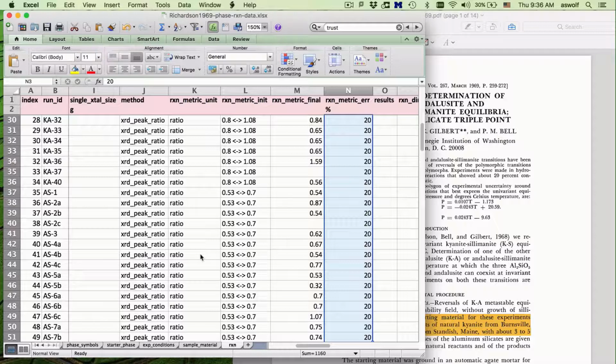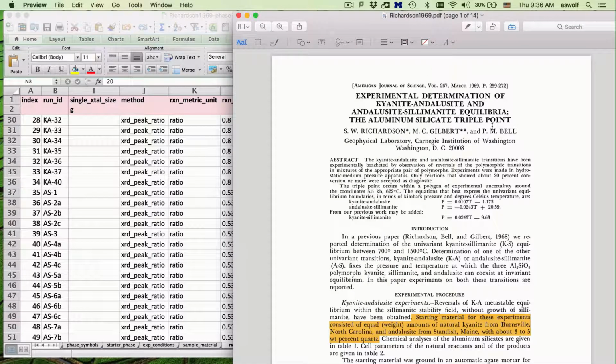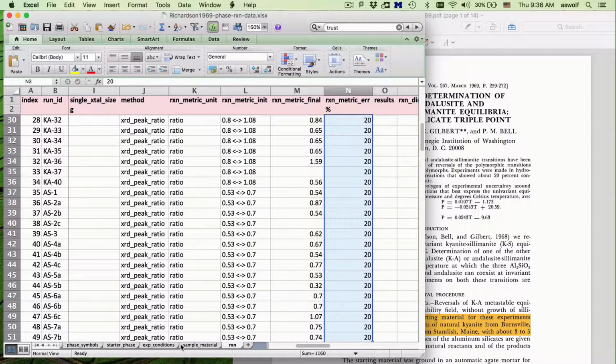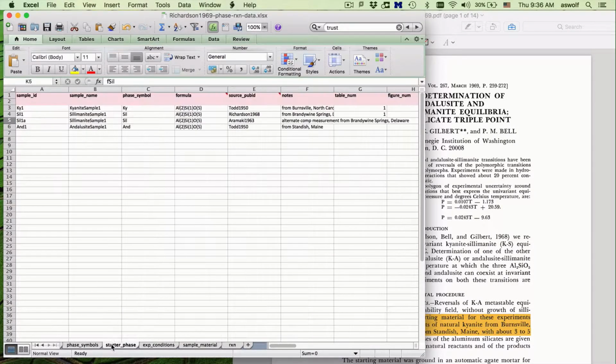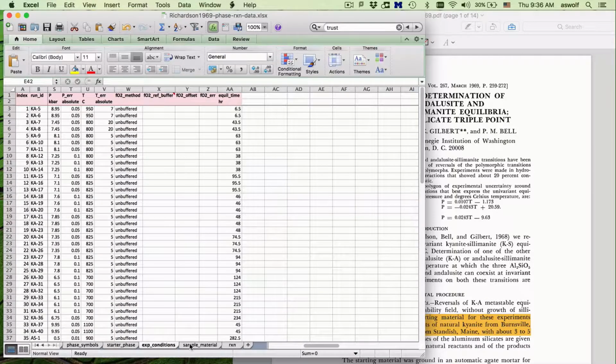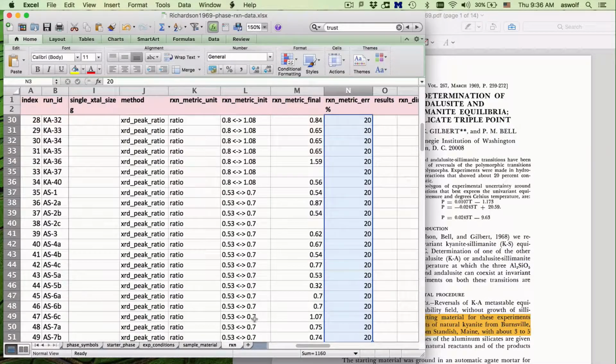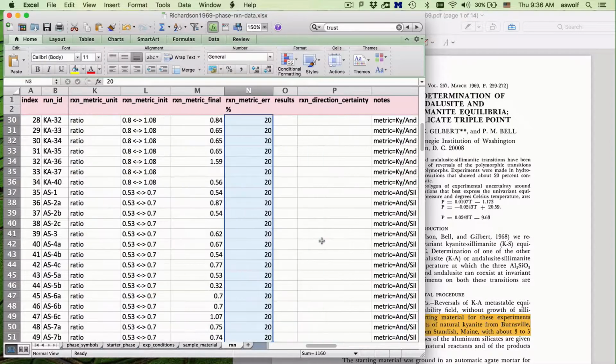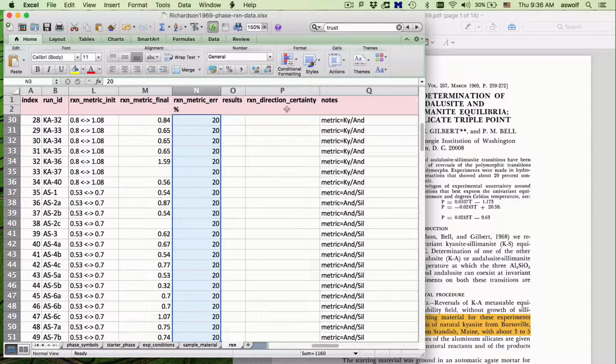So we're going to be focusing on the Richardson 1969 paper, you can see here. It is concerned with reactions between kyanite and andalusite and sillimanite. And before this video, I've already filled out every single tab in the phase reaction file. And in fact, all of the columns in the reaction tab, except for the results and the reaction direction certainty.